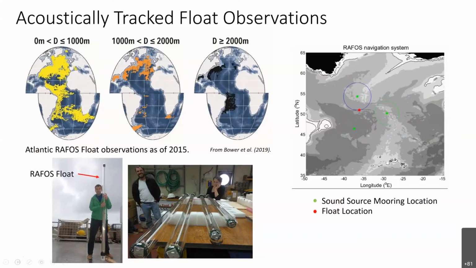But we recently put together a database of all such acoustically tracked floats going back to the 1970s. The predecessor of what is now used, which is the RAFOS float, which is what I just described and what is pictured here, was the SOFAR float, the first such subsurface acoustically tracked float, going back to the 70s.